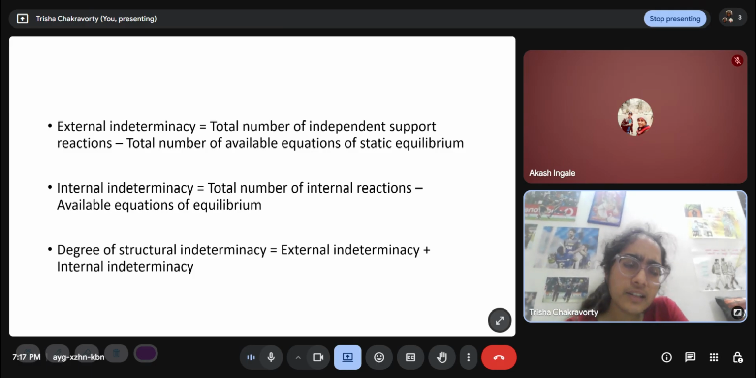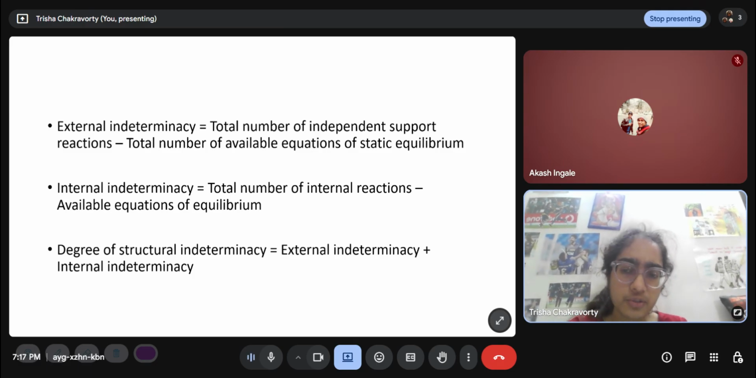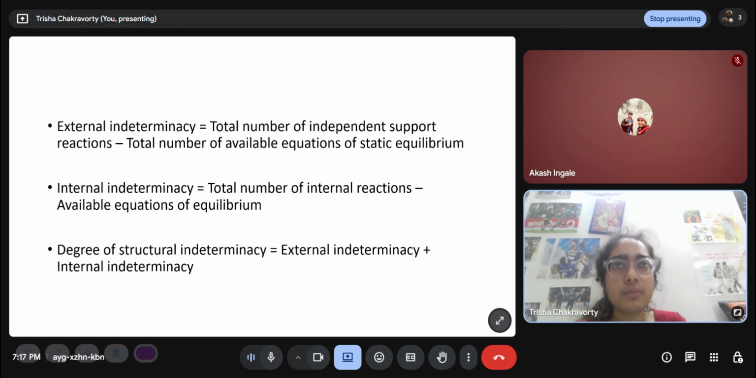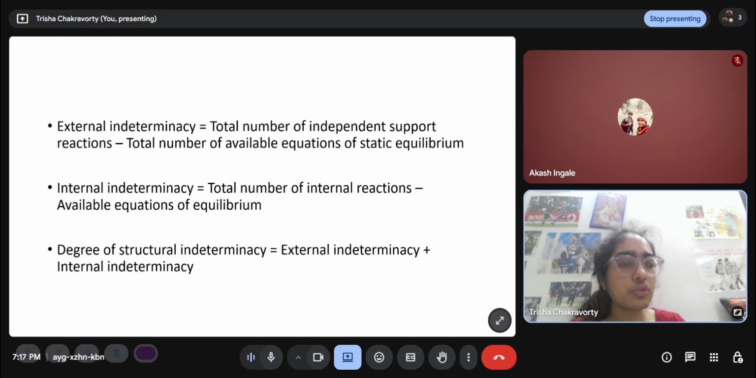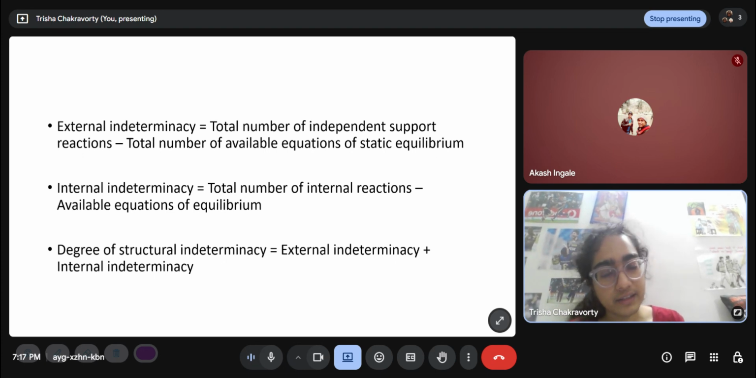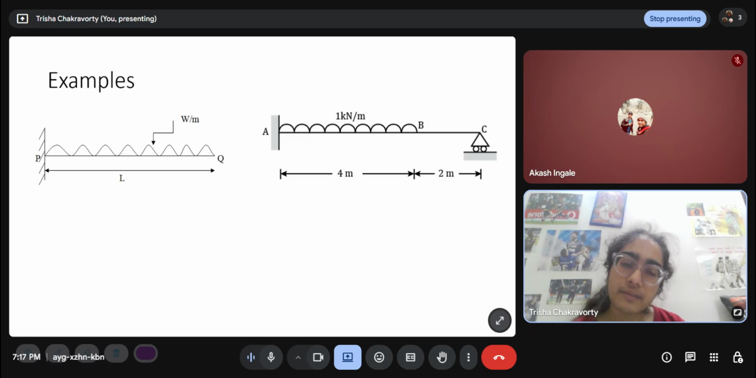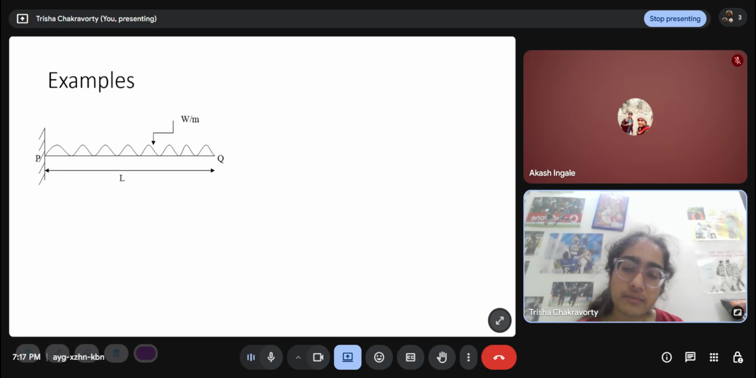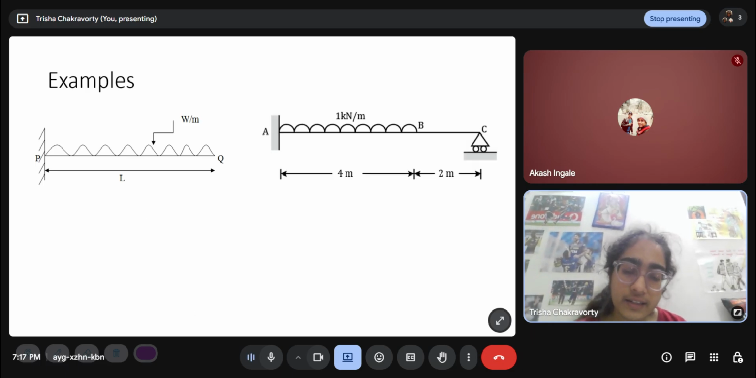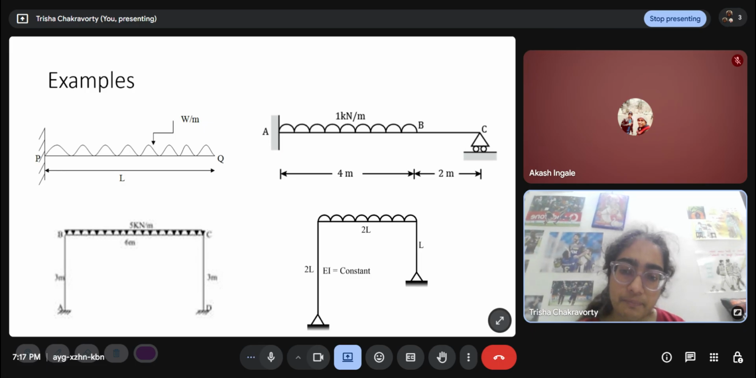And external indeterminacy manifests in the form of extra support reactions. Like if it's a 2D structure, then if there are more than three support reactions, we will have external indeterminacy. And adding up the two, we get the degree of structural indeterminacy. These examples we have already looked at: cantilever beam, propped cantilever. Cantilever beam is a determinate structure. This is 1 degree indeterminate, this is 3 degree indeterminate.